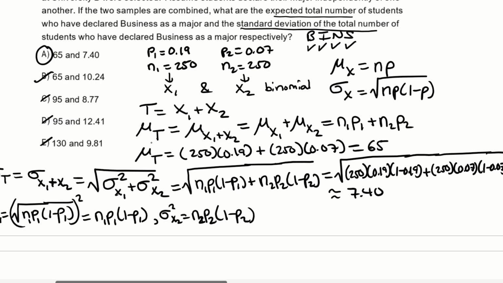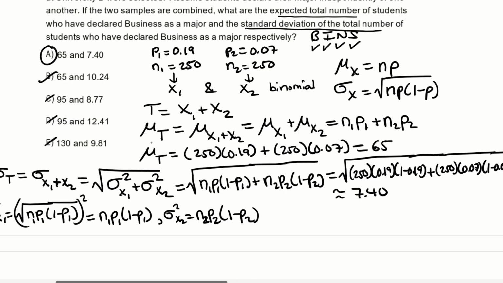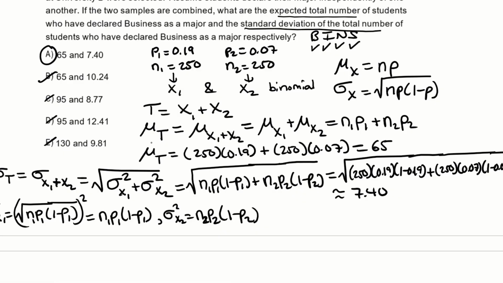This is a really good question to test your binomial knowledge, whether BINS, and what the formula is for it, as well as combining what we did with transformations in 6.2. They're combining a lot of things here.